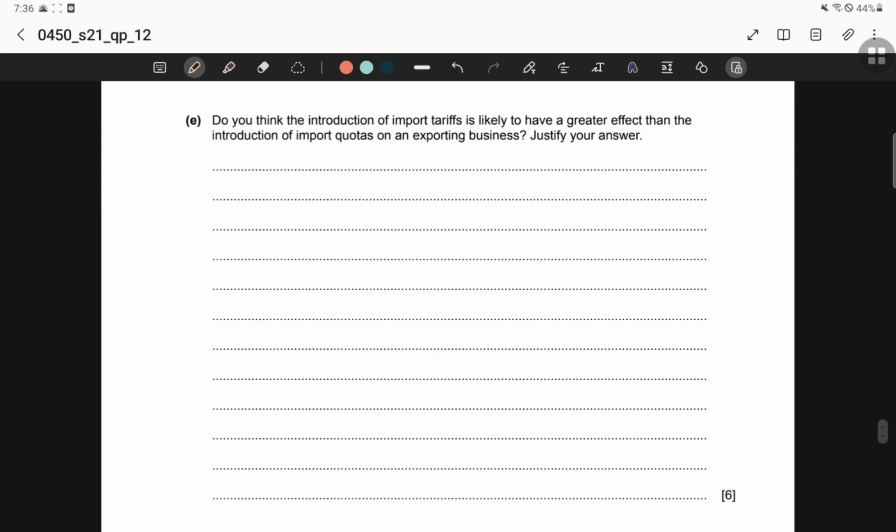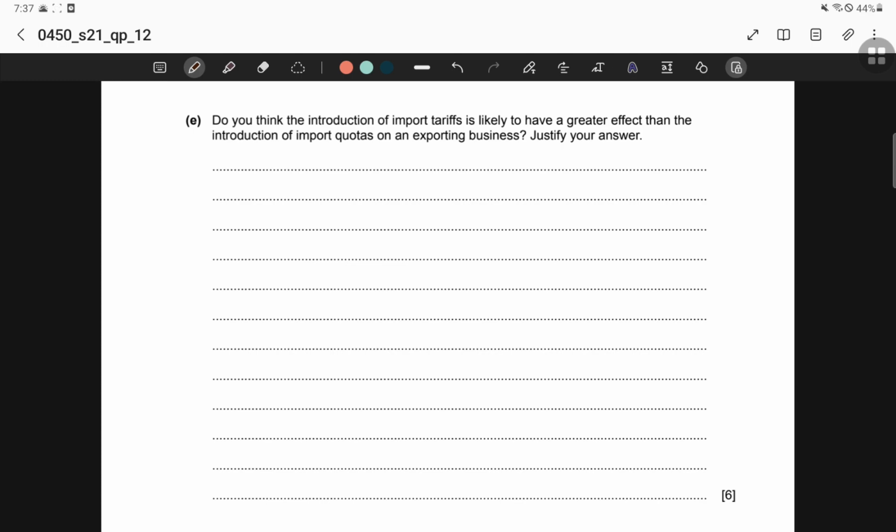The last part is E. Do you think the introduction of import tariff is likely to have a greater effect than the introduction of import quotas on exporting business? Now this one is also up to you whether you agree or not. I think it is not greater. I think quotas will create a much more serious effect on the business than tariffs. But let's go with the one for tariff.